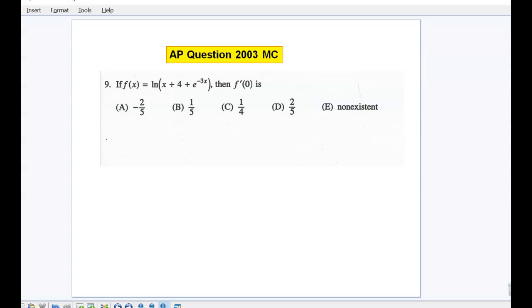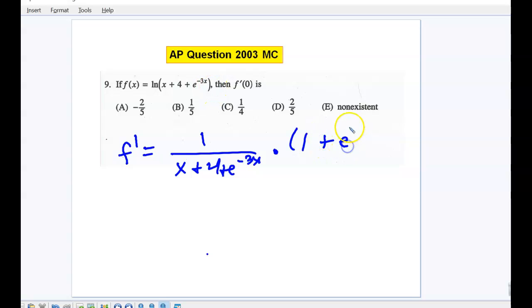Okay, this was in a multiple choice from the 2003 exam. We're given the function. We want to calculate the derivative at 0. So the derivative is 1 over whatever the function is, so 1 over x plus 4 plus e to the negative 3x, times the derivative of the inside, which is going to be 1. The derivative of 4 is 0, plus the derivative of e to the negative 3x, which is e to the negative 3x times negative 3.